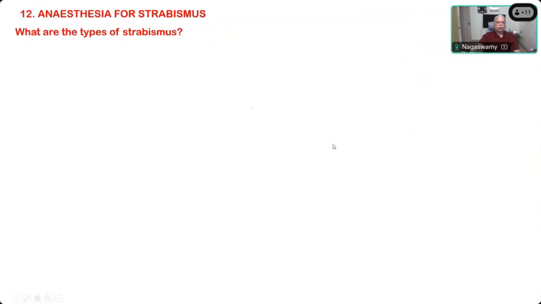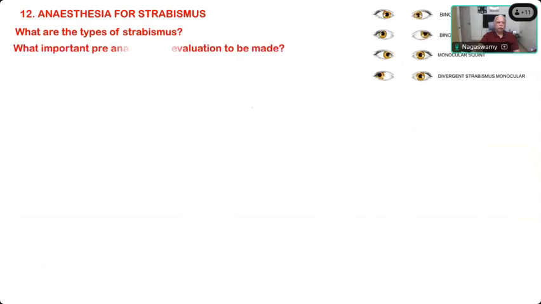So anesthesia for strabismus or squint is another common question they will keep you. What are the types of strabismus you know of? Convergent squint and divergent squint. Unilateral and bilateral. So binocular or uniocular. What are the important pre-anesthetic evaluations to be made? So to rule out other congenital anomalies.